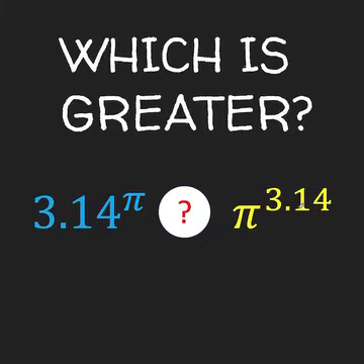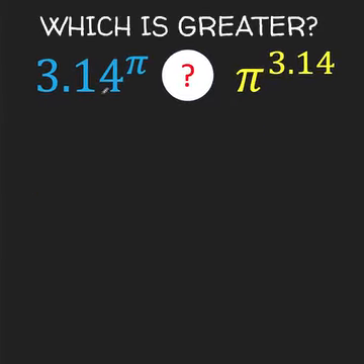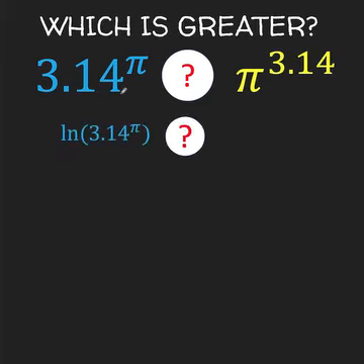You can pause the video and see if you can analyze this interesting math problem. Now let's solve this problem together. Since we have exponential numbers, we can reverse the process by taking the logarithms of both of these expressions. So let's take the natural logarithms of these two expressions.